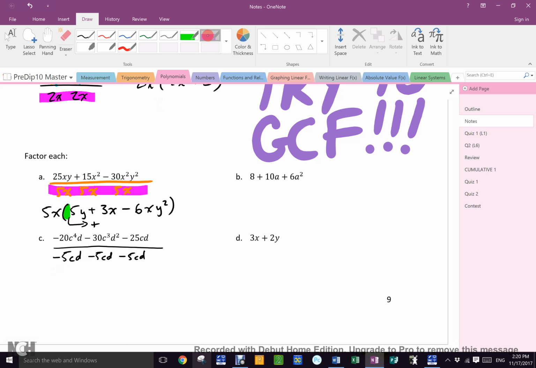So now, even though we call it GCF, what's really coming outside? Negative 5CD, and what's staying inside? 4 plus 6C squared D plus 5, bracket. Everybody cool? Everybody good? Okay. You finish those.